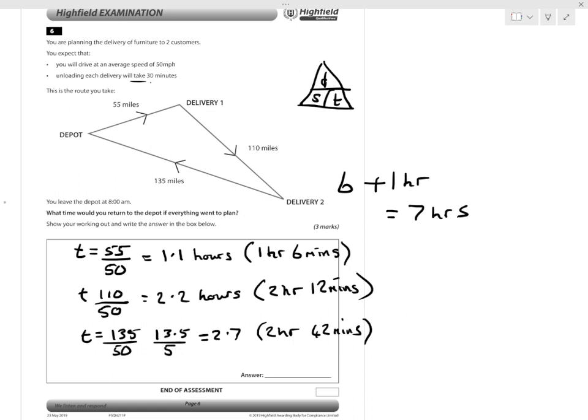So you will take from 8 o'clock plus 7, which is 15. So it's 3 p.m. You will arrive home at 3 p.m. Okay, so that's the non-calculator paper.